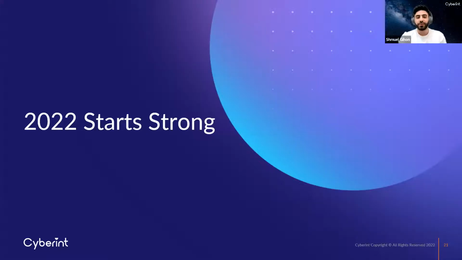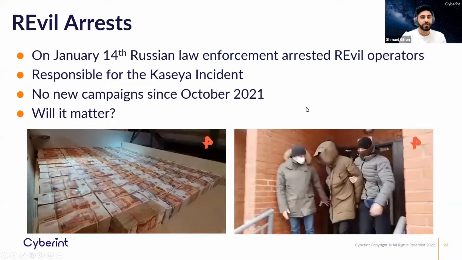So we want to talk about 2022, and 2022 started really strong with multiple cases that we wanted to talk about. So let's start with the REvil arrest. Of course, I'm sure a lot of you heard about it. REvil was a major group also, and on the 14th of January, the Russian law enforcement arrested REvil operators.